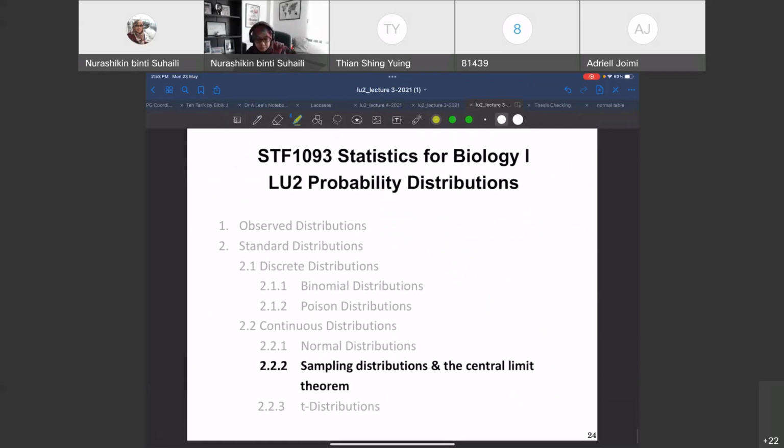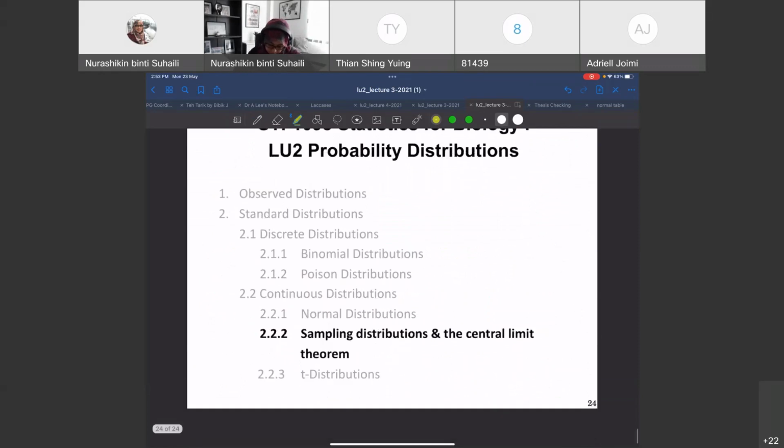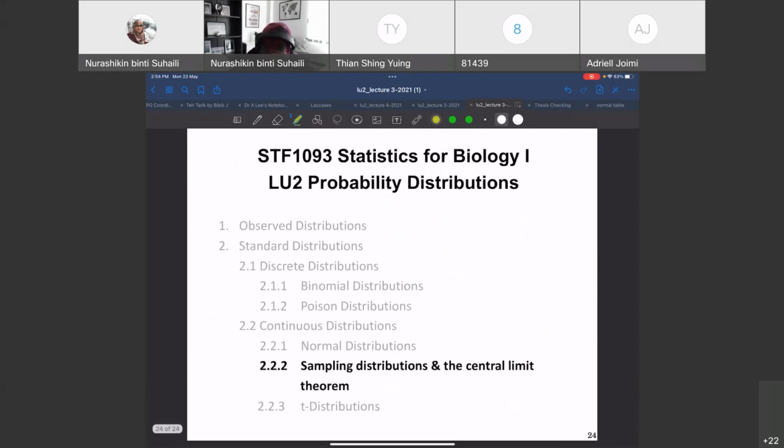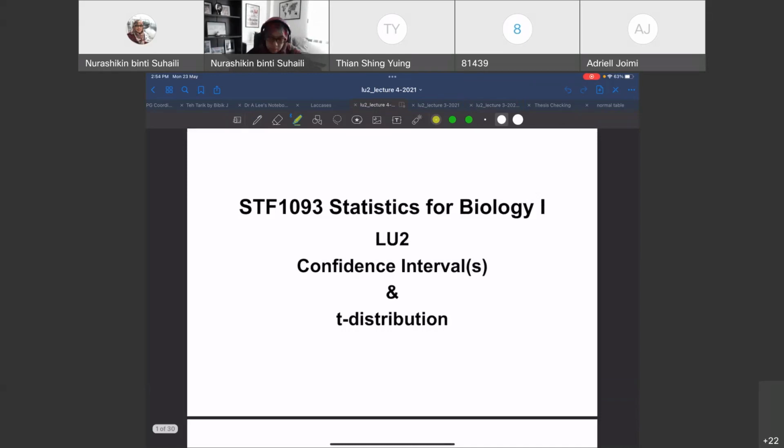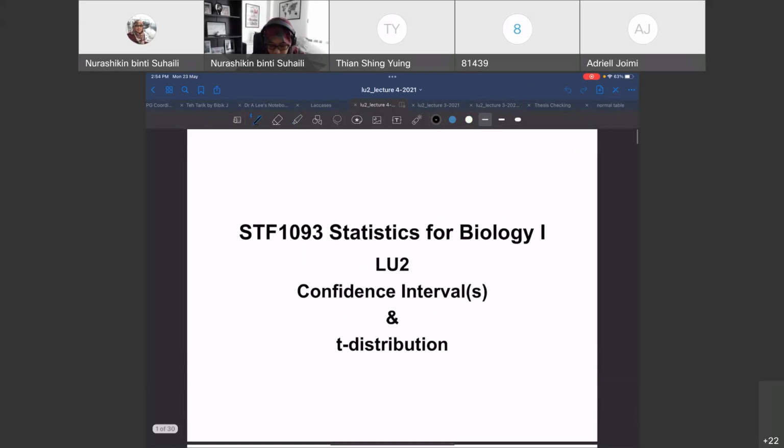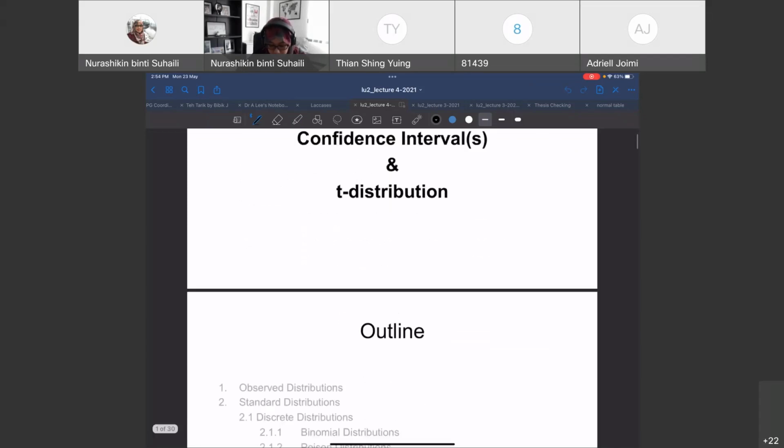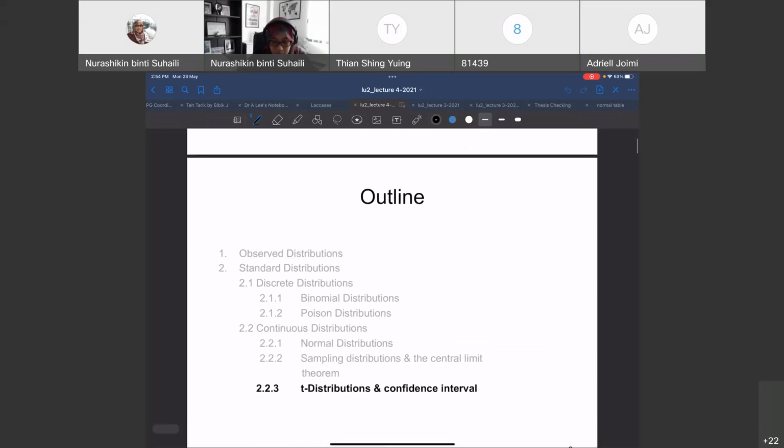Now we move to the T distribution. Because we still have so many topics, I have to cover this a bit fast. The next topic is confidence interval and T distribution. This is still under continuous distribution. Just now was sampling distribution and the central limit theorem. Now, T distribution and confidence interval.